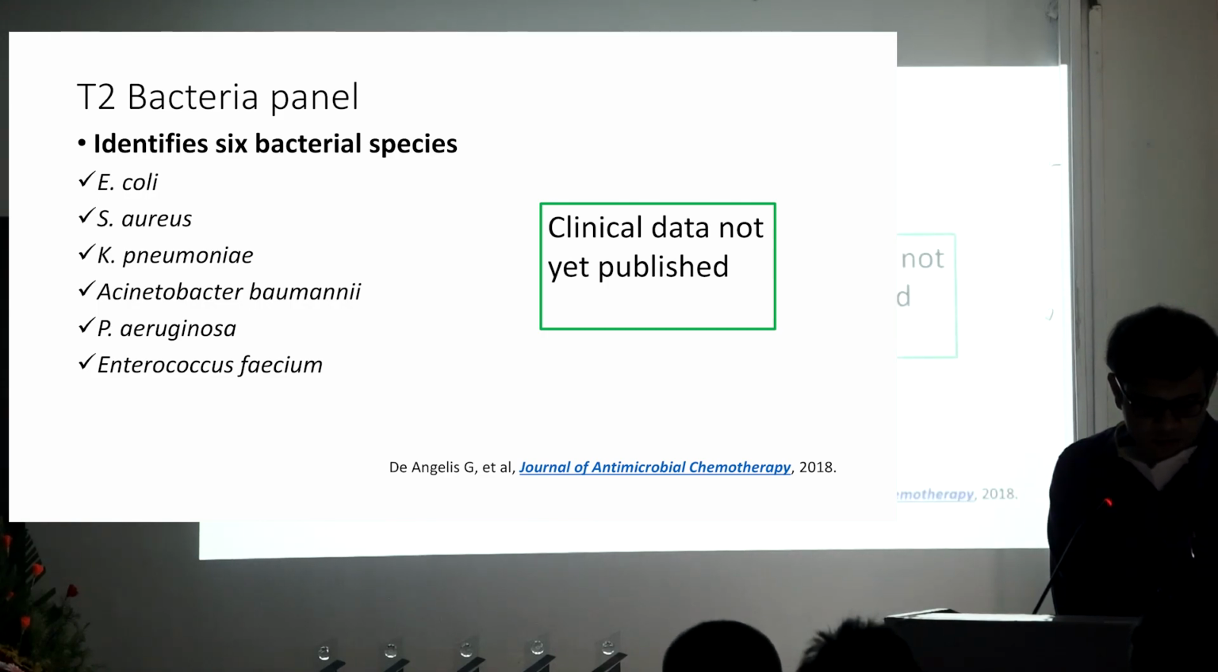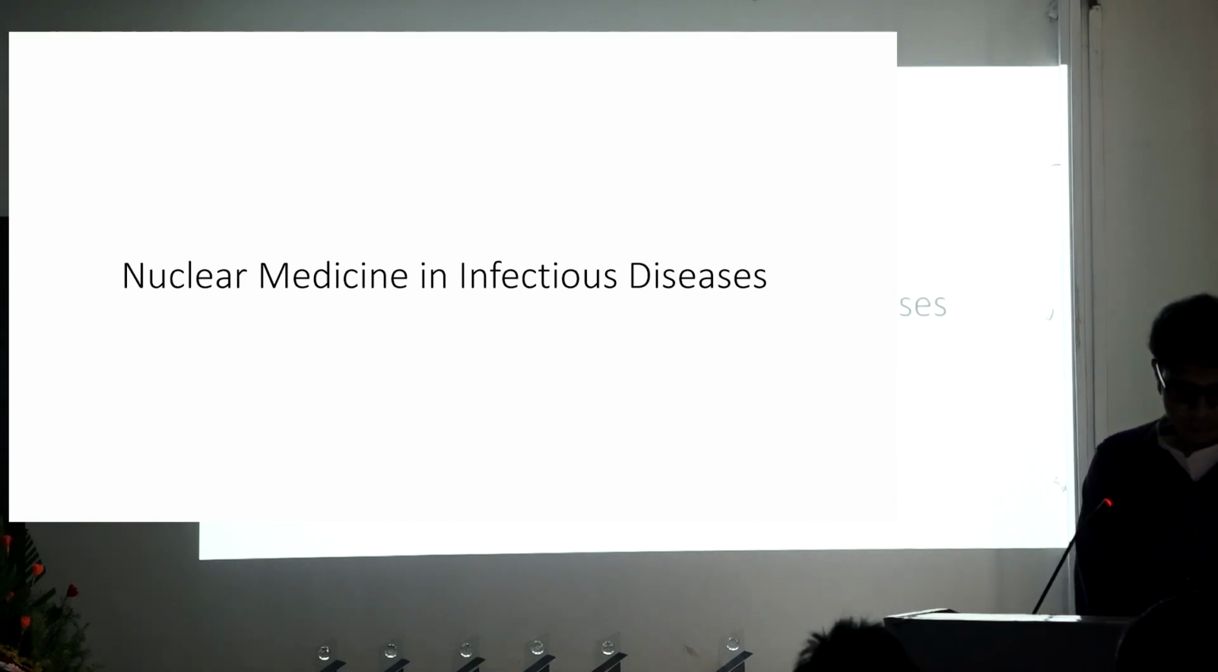Again, a T2 bacteria panel is there. You can detect 6 different bacterial species, mainly the ESKAPE group of organisms. The clinical data is still coming up, but definitely this one is going to be the game changer because you are doing it directly from the blood, even without the culture.